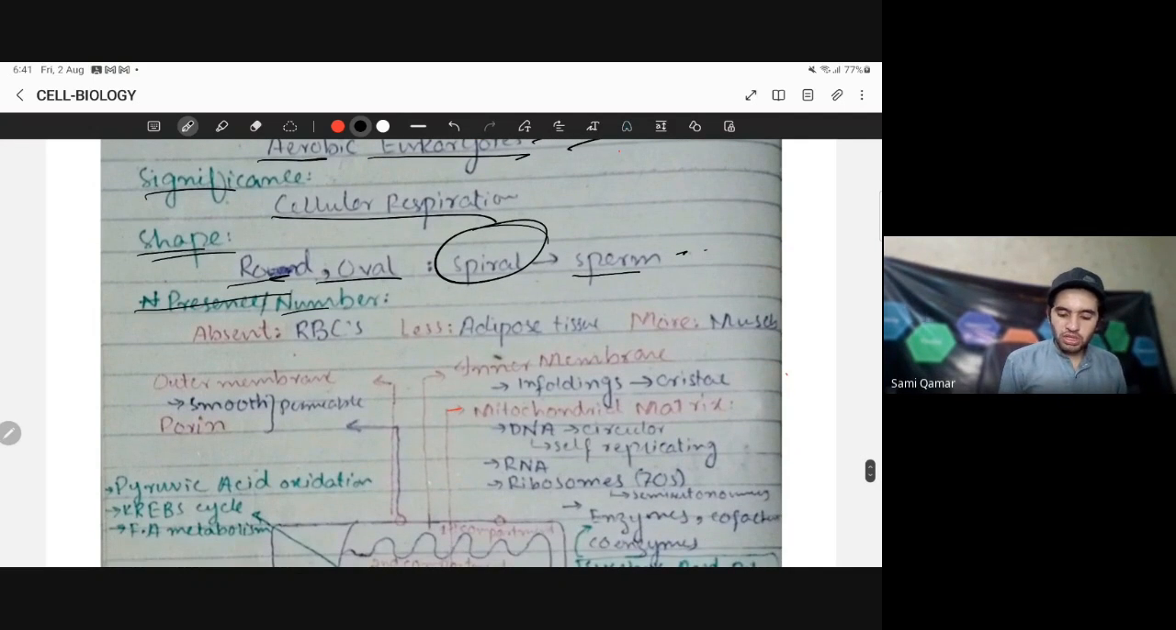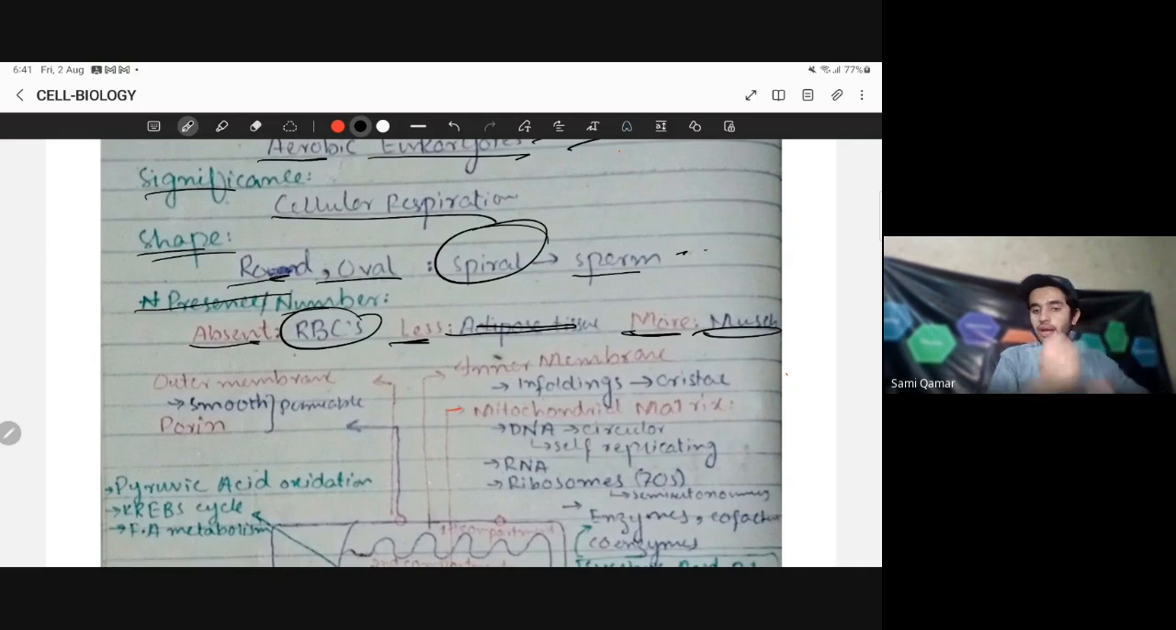Presence and number: it is absent in mature RBCs. It will be present in less amount in adipose tissue. It will be more in muscles, because we are exercising and need more ATP, so more mitochondria will be present.